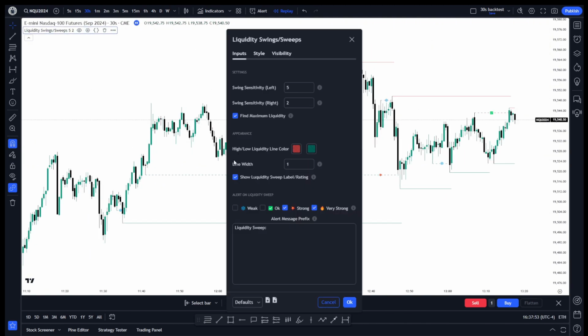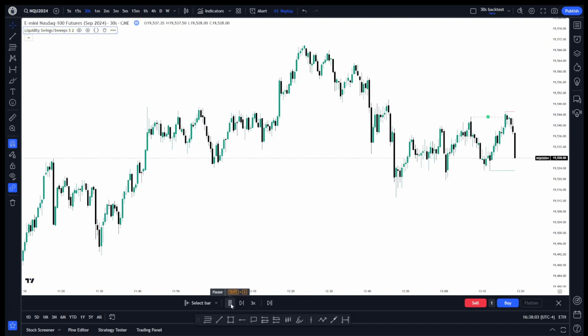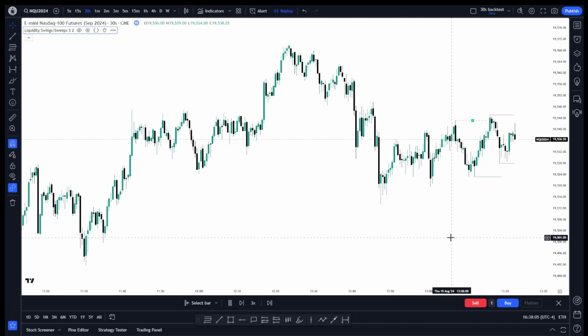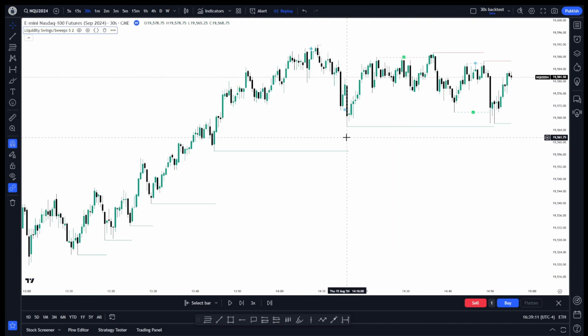If I change the settings a little bit and I remove the maximum liquidity setting, then it's only going to mark out the actual swings, not the maximum liquidity. And hopefully it'll become apparent in the chart very quickly as we go through this. To give you an example of what the setting did, this was a valid swing that was swept by this candle right here, but you will notice this candle also swept this low and this low.